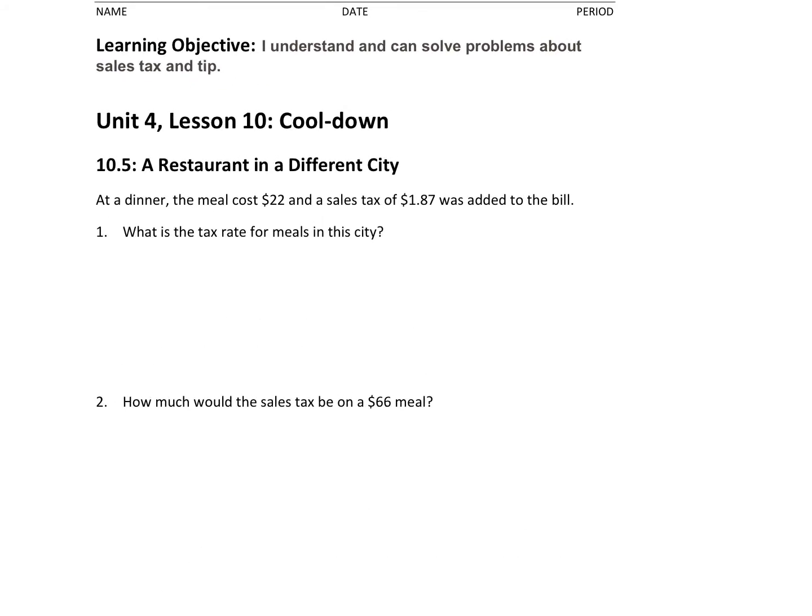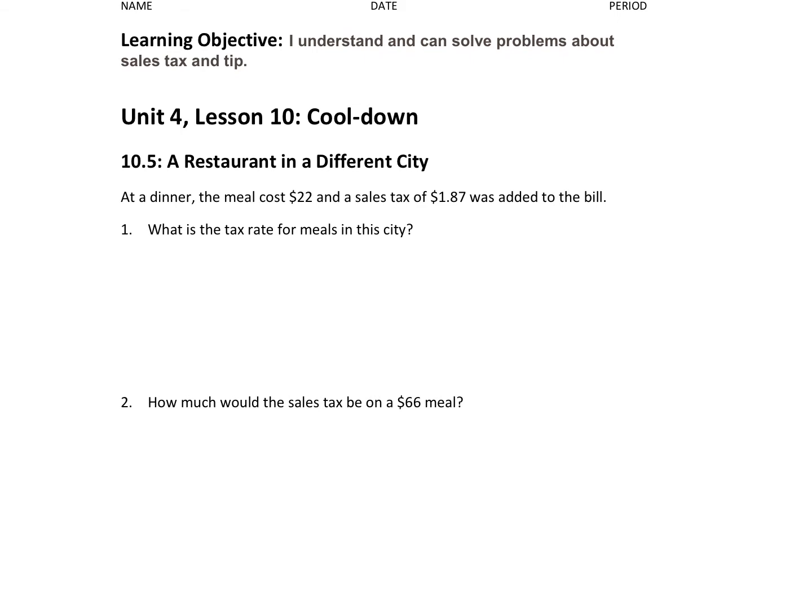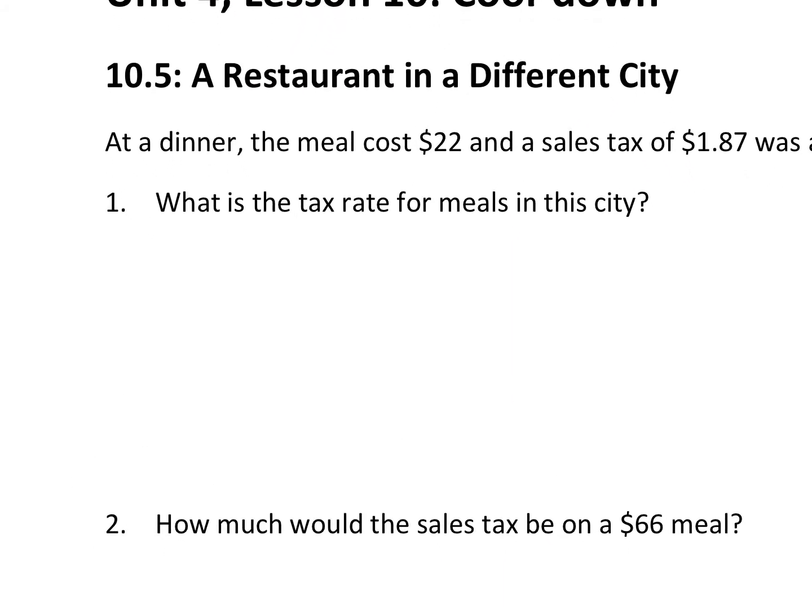In this cool down, it says, at dinner, the meal cost $22 and the sales tax of $1.87 was added to the bill. First question asks us to find the tax rate for the meals in this city. So I'm going to go ahead and utilize our old versus new strategy. So if the old is the 100%, we don't know the new amount. We do know that the original was $22 and that the sales tax was $1.87.